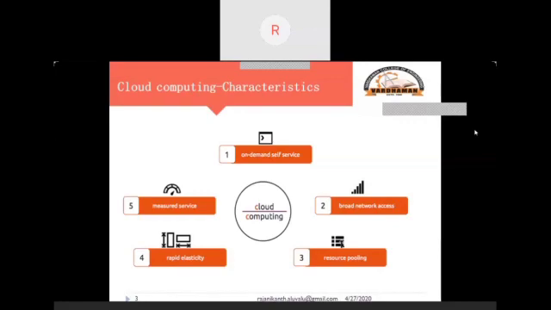Then the second characteristic speaks about broad network access. Cloud computing is scalable, and the cloud computing infrastructure is not present at a single place, but widely distributed across the world. Accessing those resources requires very good network access, and cloud computing provides the required broad network access.